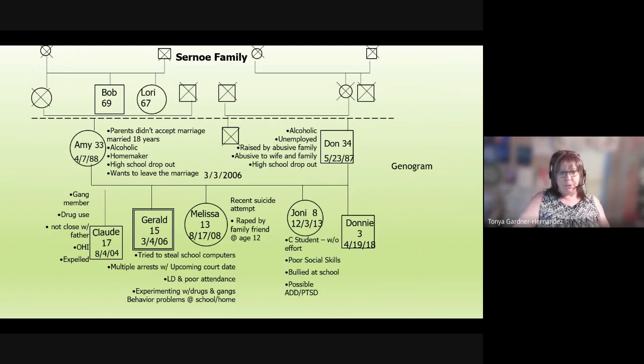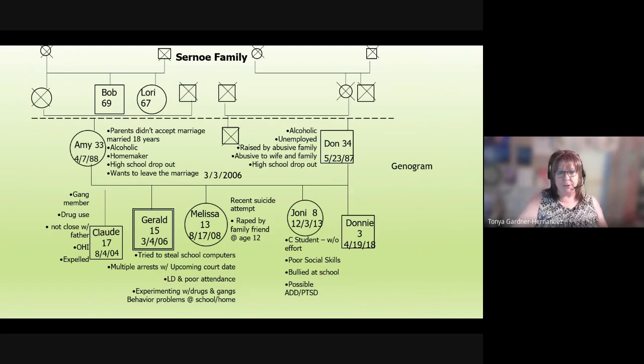So we also have Joni, who is 8 years old. She's a C student without very much effort. She's kind of a wallflower in her school. She does have poor social skills. She doesn't really get along well with other kids, has difficulty making friends. She has been bullied at school, and the teacher is suspecting ADHD. But as the social worker, I'm suspecting maybe some trauma that might have happened, maybe some PTSD type stuff, or maybe depression or anxiety, something like that might be going on with Joni.